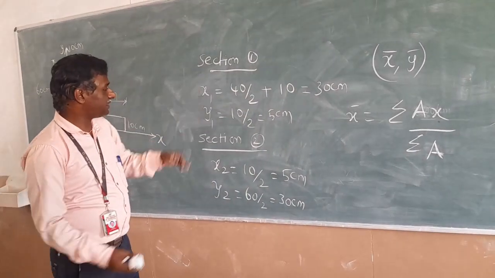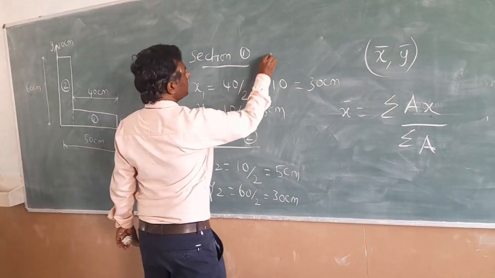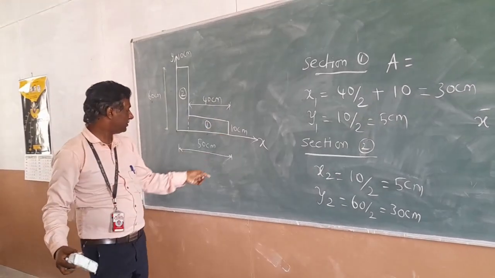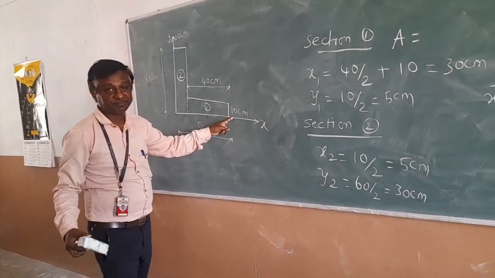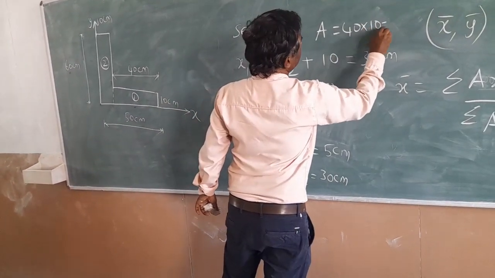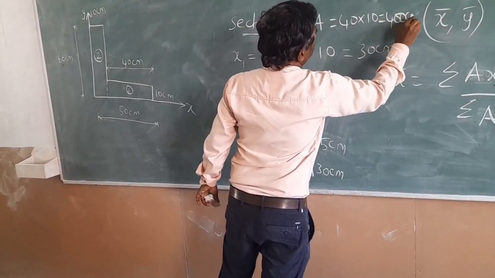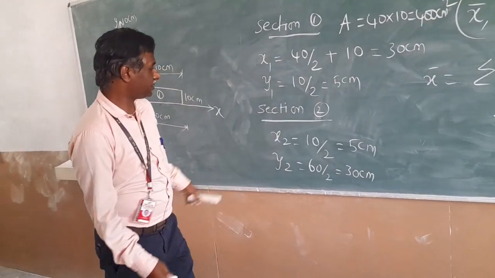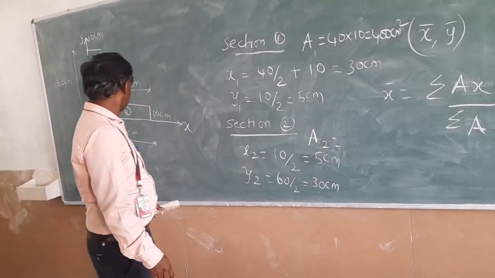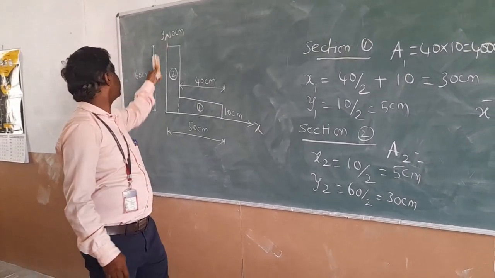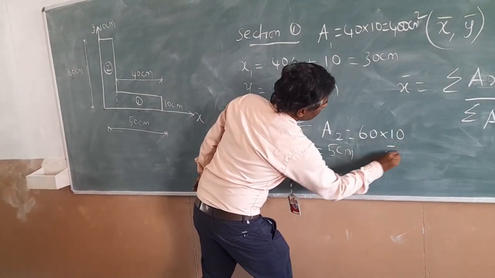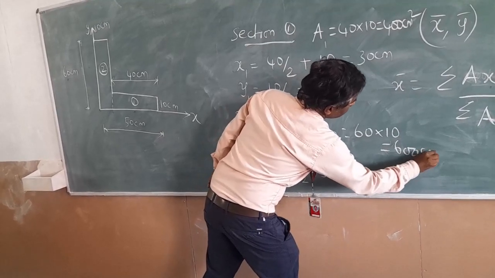So for section 1, what is the area? Consider section 1, this rectangle. So this is 40 into 10, so the total is 400 centimeter square. For section 2, area A2 equals the total, 60 into 10, and this is 600 centimeter square.